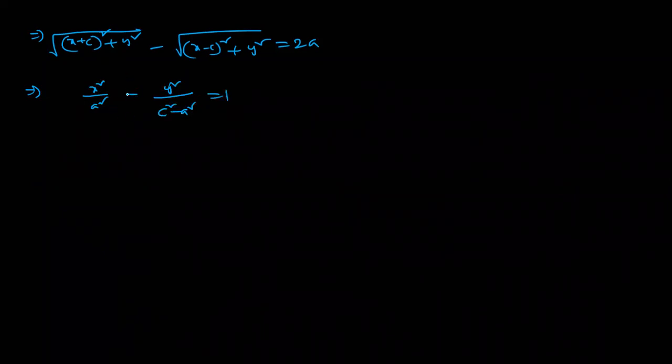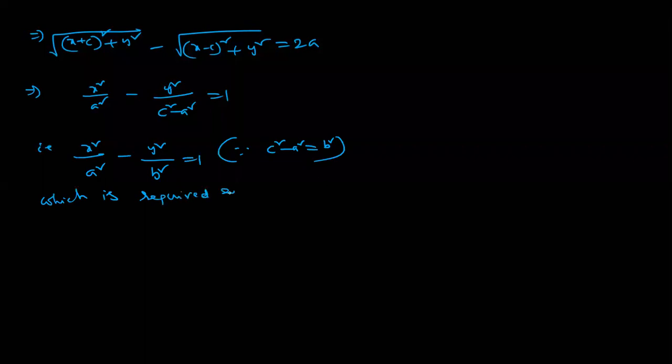So the same format is coming in the ellipse also. Here plus is coming here. Same thing. Now that is x square by a square minus y square by b square is equal to 1, since c square minus a square we are taking as b square. So which is the required equation of hyperbola.